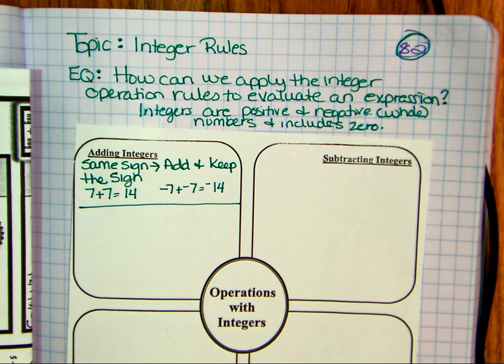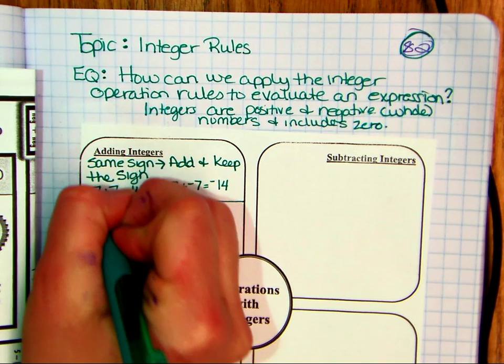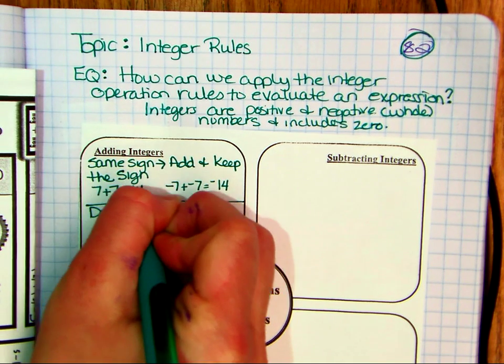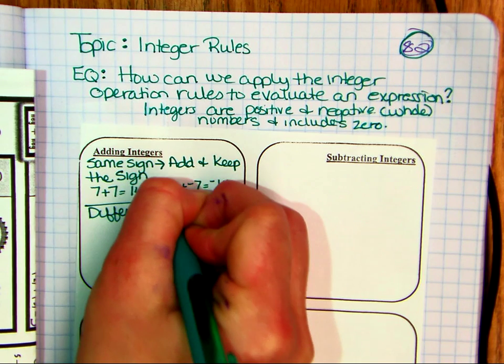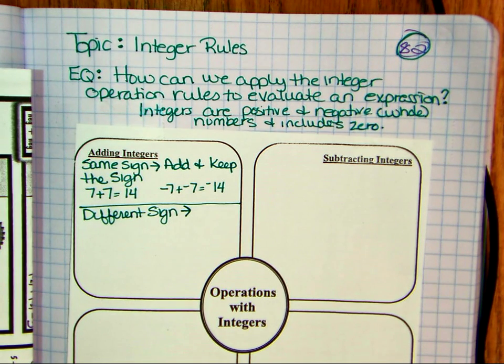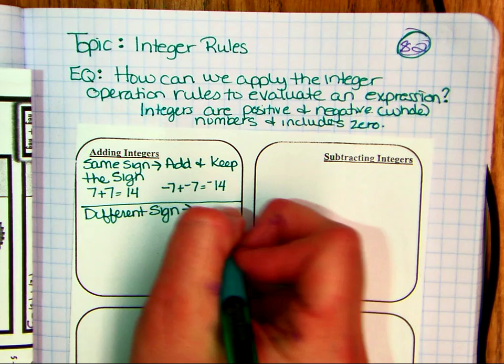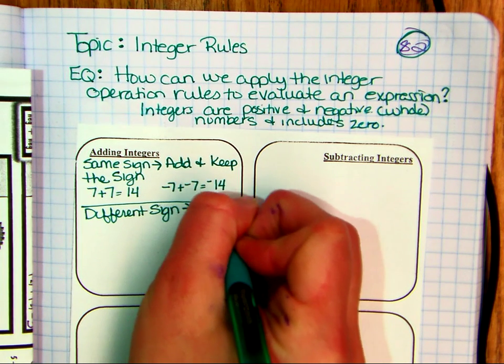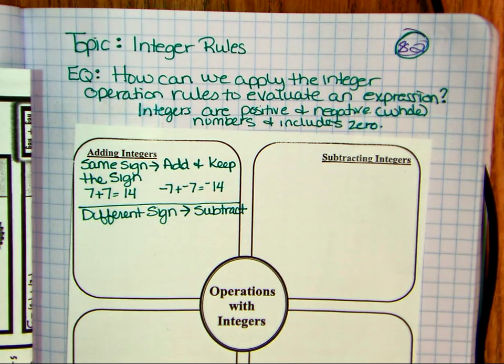The next one is where it gets a little bit tricky, and that is when we have a different sign. When we have a different sign and it's an addition problem, we're going to go against what our brain normally tells us to do, and we're actually going to subtract, which seems strange, but bear with me. So what you're going to do is you're going to subtract the smaller number from the bigger number, ignoring whether they're positive or negative, okay?